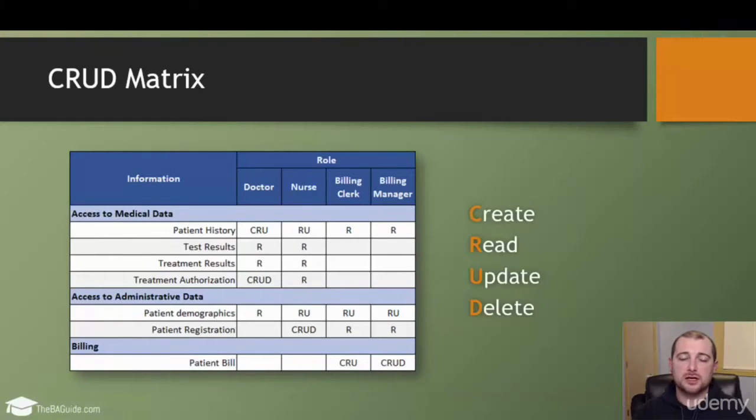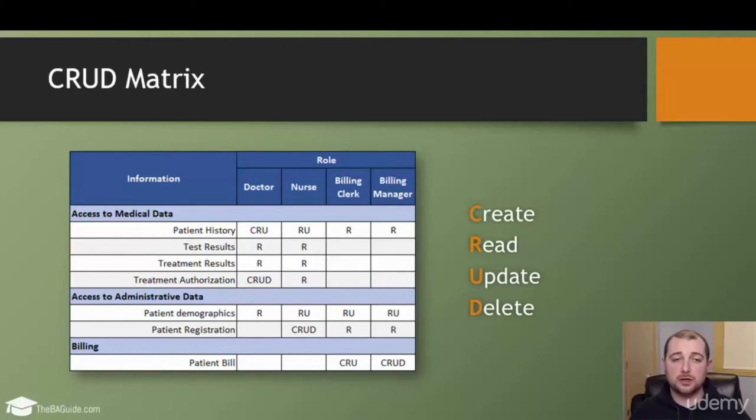Next is the CRUD matrix, and I have this on the next two slides. The CRUD matrix is all about create, read, update, delete. So this is looking at it from a database perspective, and in this particular one, the roles are across the top, and then you have your specific information across the left-hand column. It's talking about the doctor, nurse, billing clerk, and billing manager. Can they create, read, update, or delete the information?